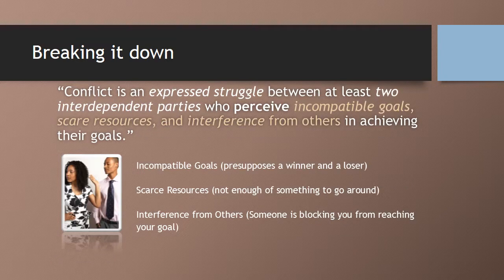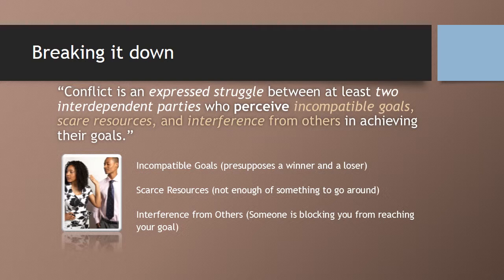Next, conflict involves differences between individuals that are perceived to be incompatible. As we mentioned earlier, perception is a very important part of this process. It can involve incompatible goals, and this presupposes that there has to be a winner and a loser. The perceptions can involve scarce resources or thinking that there's not enough of something to go around. In other words, someone is going to come up short.